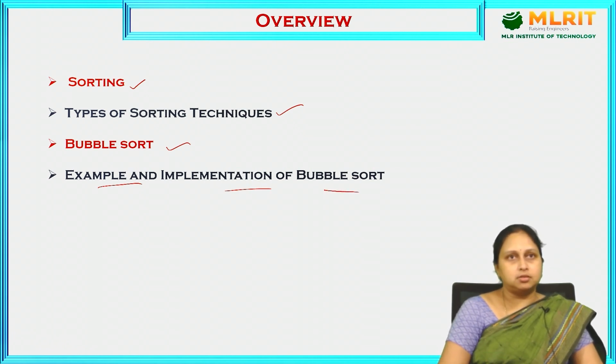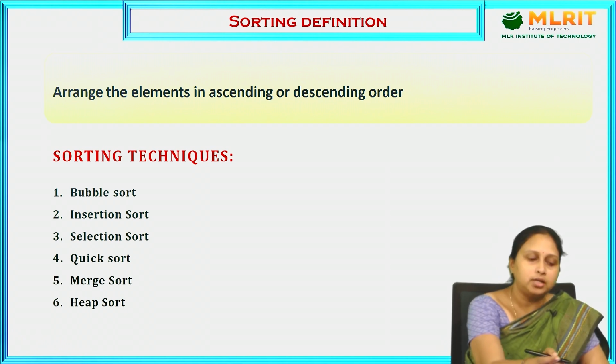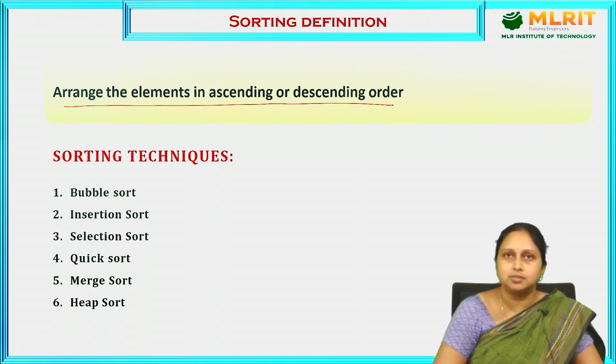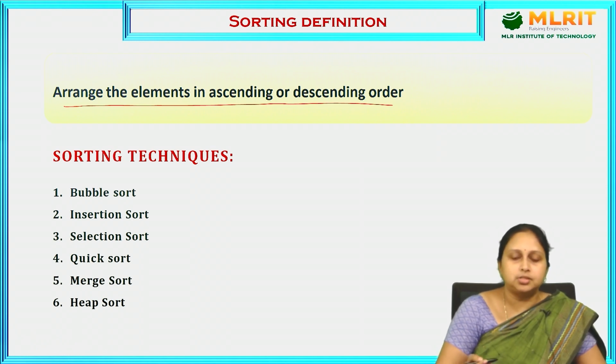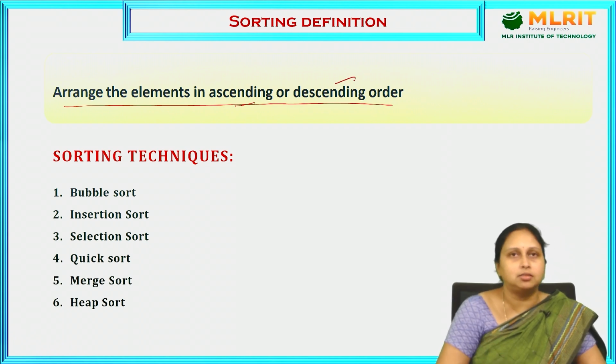Let us see the definition of sorting. Sorting is nothing but arranging the elements either in ascending or descending order. Just arranging of elements either in ascending or descending order is nothing but sorting. This is a simple definition.